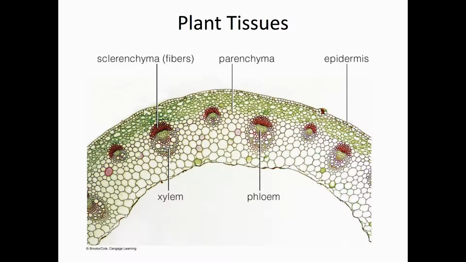We've got the parenchyma here. Do you see how the parenchyma is green? Why is it green? It's because it's undergoing photosynthesis. So that kind of shows you how the different plant tissues all work together to make a plant.